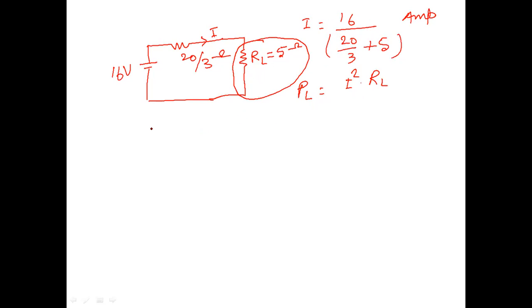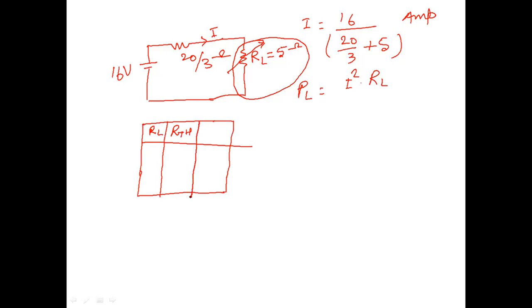So I give you one concept here. Suppose this RL, the load resistance, is variable, and I am changing this RL. The value of RTh that I calculated is fixed here. RTh we cannot change. RTh will be the same in all the cases, and we have to calculate the power in RL.